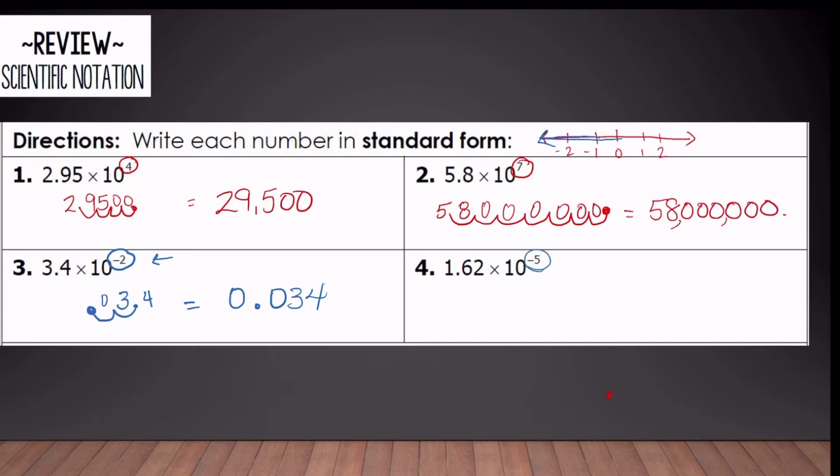So here's a -5. So I'm going to take my number and I'm going to go 1, 2, 3, 4, 5. I've got to put in my placeholders of zeros, and I put 4 of them in. So here's how I do this: 1, 2, 3, 4, and then my number.